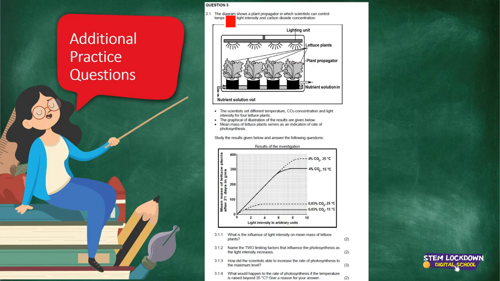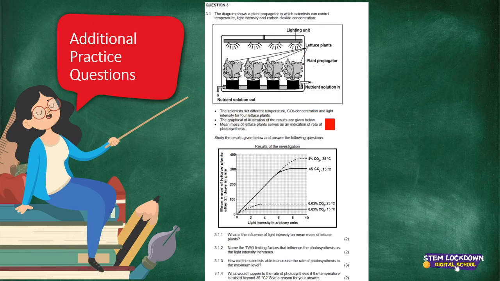So guys, okay, this is question 3, right? It's actually similar to the question that we did yesterday, if I'm not mistaken. I need you guys to do it on your own and send me the answers. I will give you the email where you need to send the answers. It says that the diagram shows a plant propagator in which scientists can control temperature and light intensity and carbon dioxide concentration, and there you have your diagram.